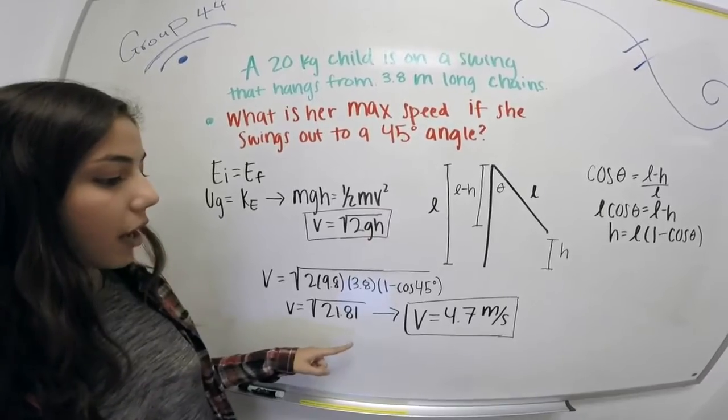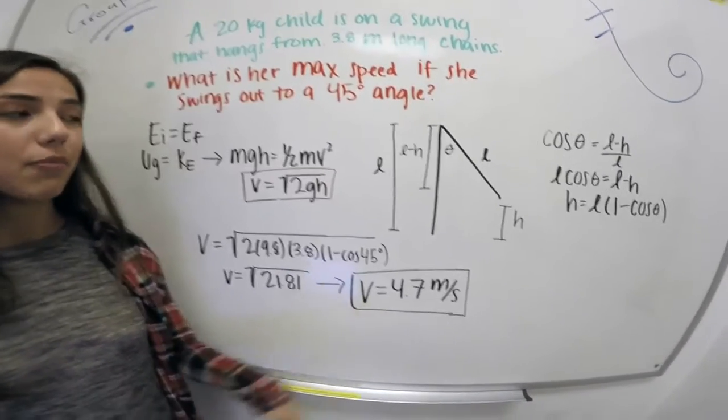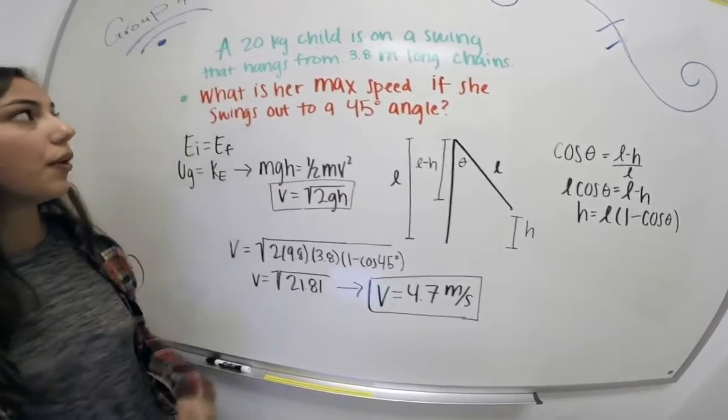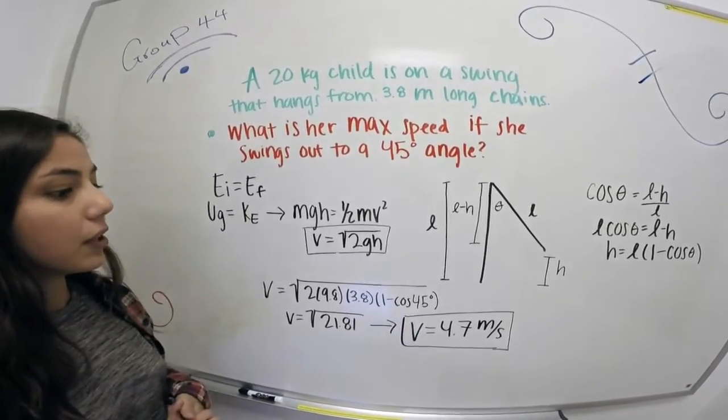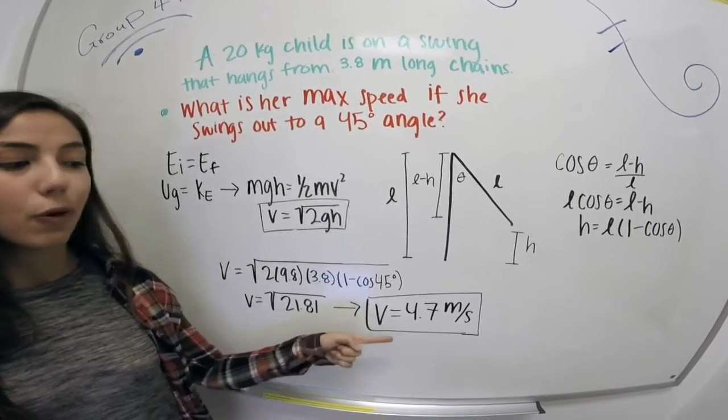And solving that all out, we get a velocity of 4.7 meters per second. And so the maximum speed that the child can swing to at a 45-degree angle is this velocity of 4.7.